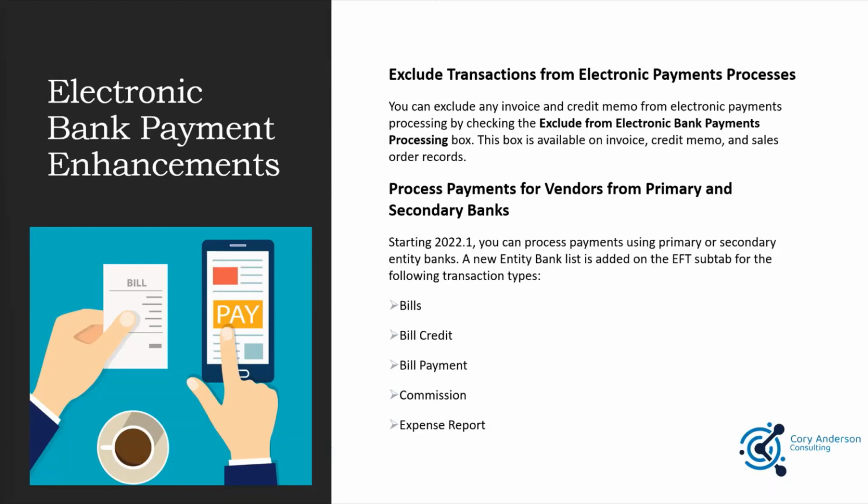Also, process payments for vendors from primary and secondary banks. So starting in 22.1, you can process payments using primary or secondary entity banks. A new entity bank list is added on the EFT subtab for the following transaction types: bills, bill credit, bill payment, commission, and expense reports.